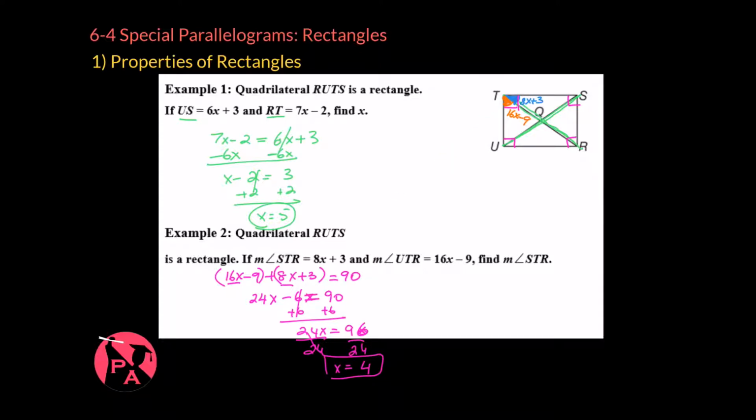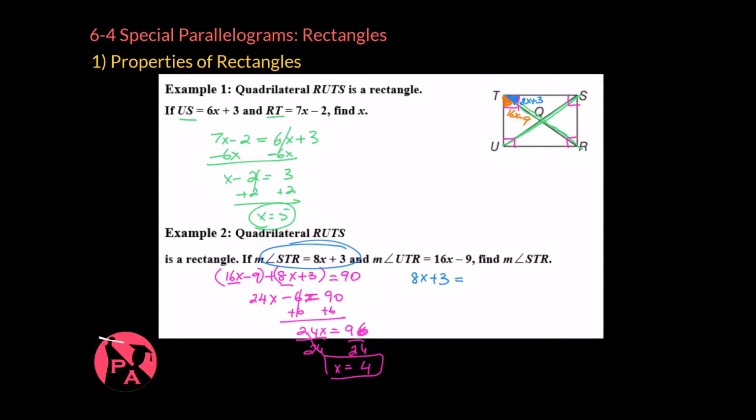But we are not done yet because the question is about finding the measure of angle STR. So let's see what angle this is. Angle STR is the blue one. So we know that the blue angle is 8 times x plus 3. It was given right here.